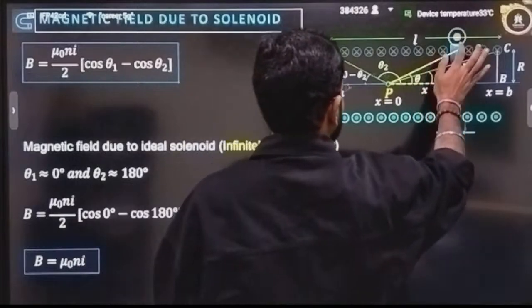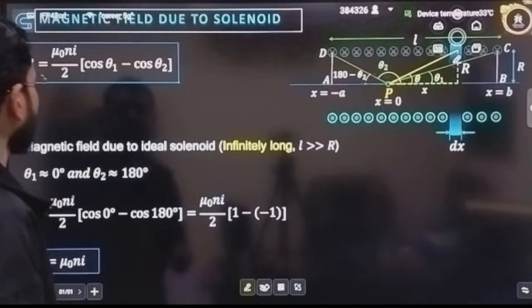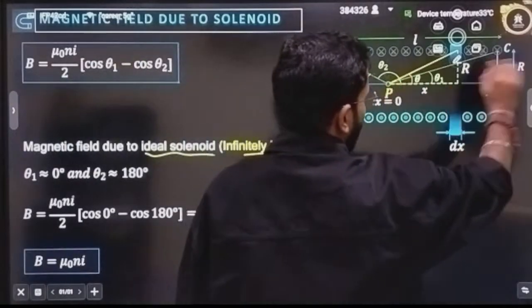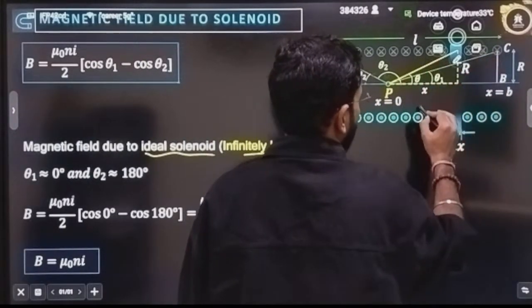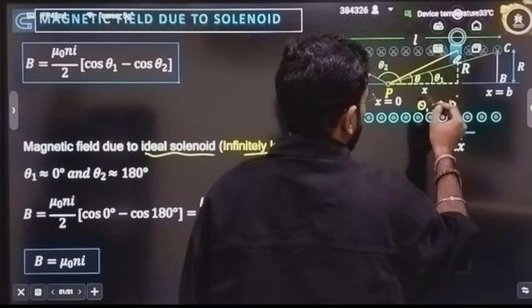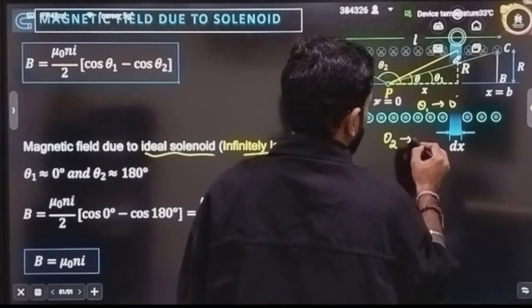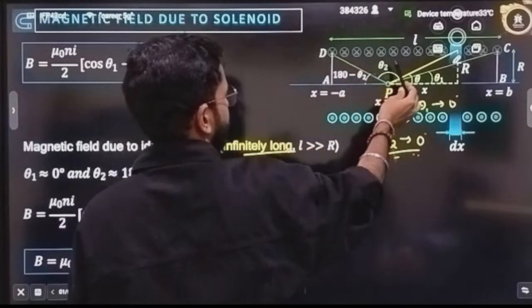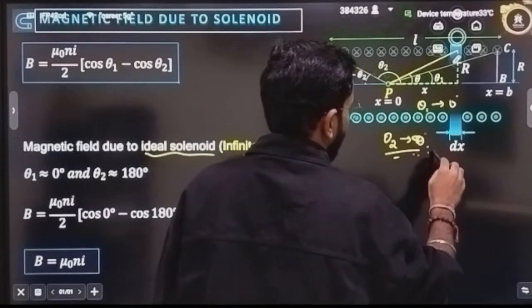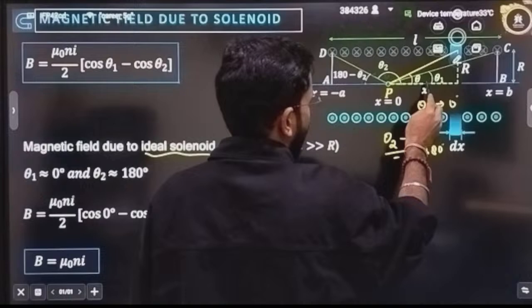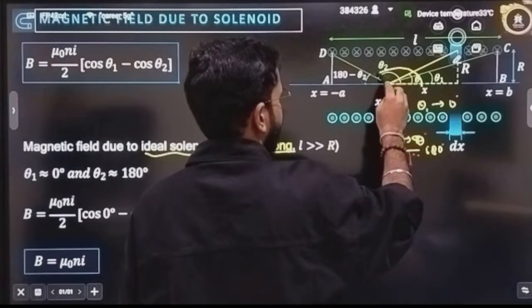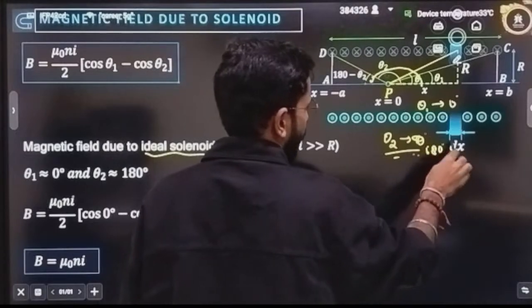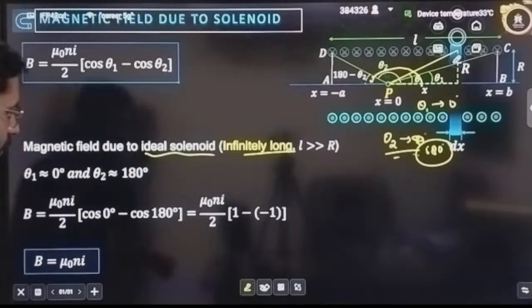Now if I am calculating the magnetic field at the center point due to an infinitely long ideal solenoid, tell me what will be the theta. This distance is very long. That means theta 1 will be tending to 0 degrees. And what can I say about theta 2? This side is also very large, so theta 2 will be tending to 180 degrees. Because from here you are calculating, if this distance is increasing, this angle will be increasing, and it will be tending to 180 degrees.